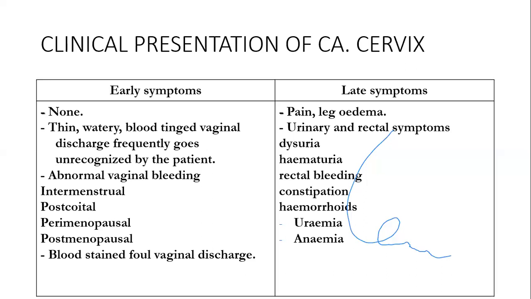Abnormal vaginal bleeding, so intermenstrual bleeding, postcoital, perimenopausal, and postmenopausal bleeding. And as the disease advances, then you can have pain, leg and pedal edema, urinary and rectal symptoms like dysuria, hematuria, rectal bleeding, constipation, and uremia and anemia.